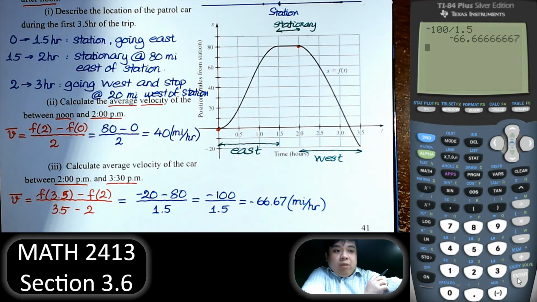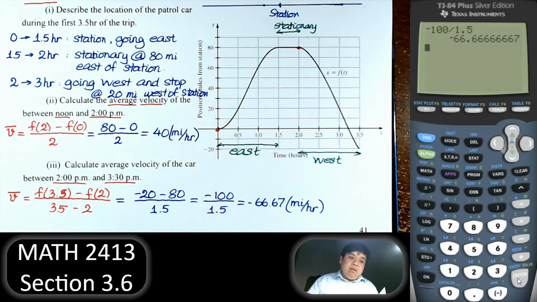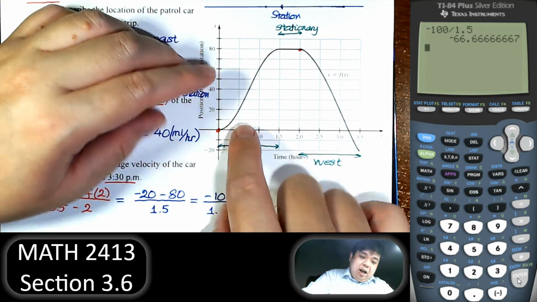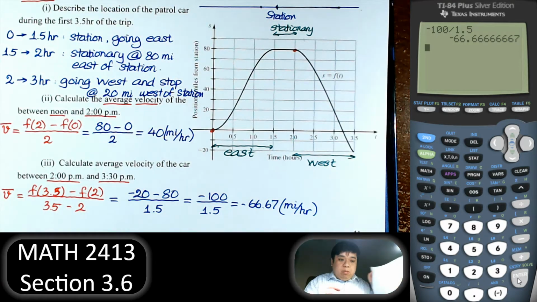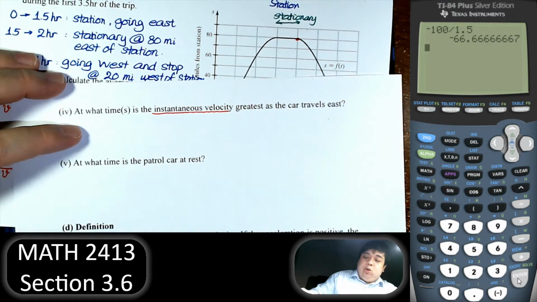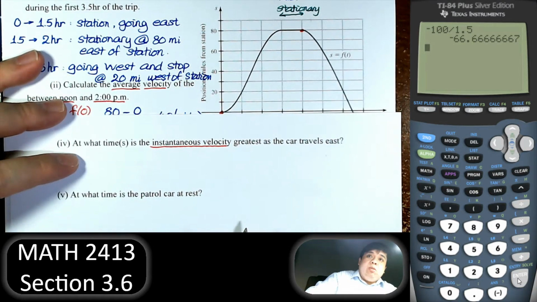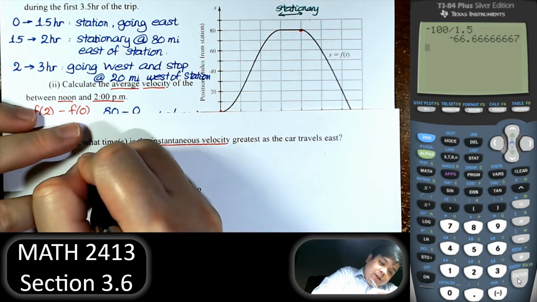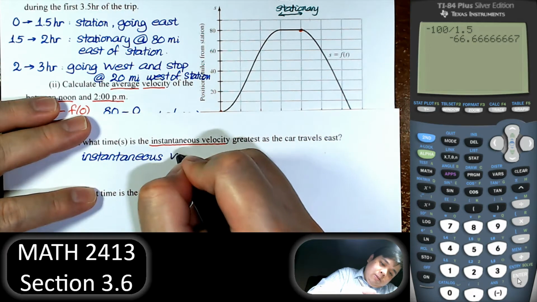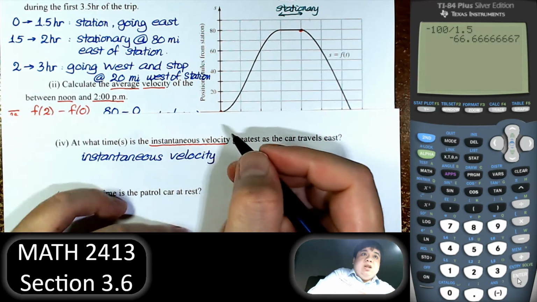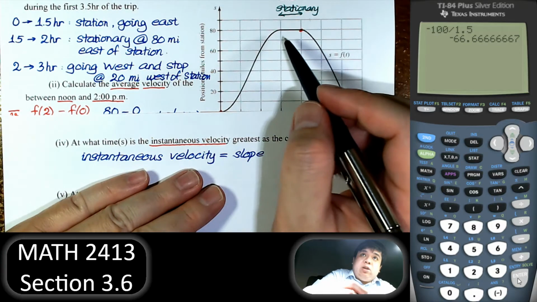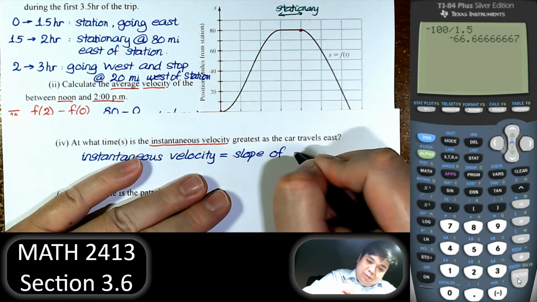Well, we won't be able to do this exactly because we don't have the function, we just have the graph. But the way we look at the graph, of course, the instantaneous velocity is equal to the slope of the tangent line, right? So instantaneous velocity is equal to the slope of the tangent line. So we will look for where the slope of the tangent line is at the greatest. So instantaneous velocity is the same as the slope of the line of the position function.